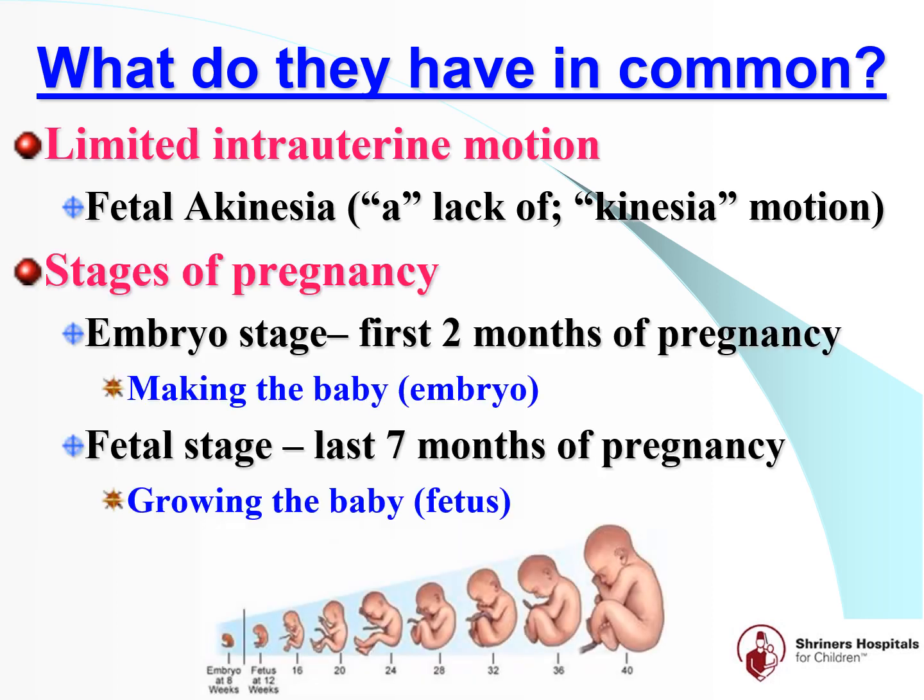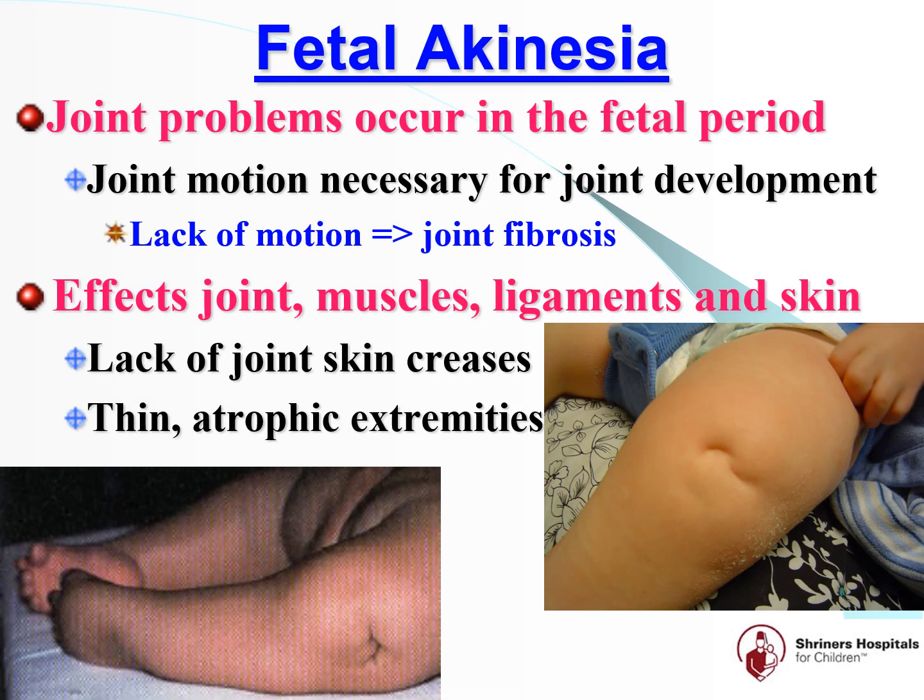Pregnancy is broken up into two stages: the embryologic stage, which is the first 2 months of pregnancy, where the original two cells multiply over and over, building a miniature baby. Then the final 7 months are the fetal stage, where the miniature baby is grown up into a regular-sized baby, ready for delivery. It is during the fetal stage that the joint problems of arthrogryposis develop. What happens is that the baby is not moving enough during the fetal stage, and therefore the joints become stiff.